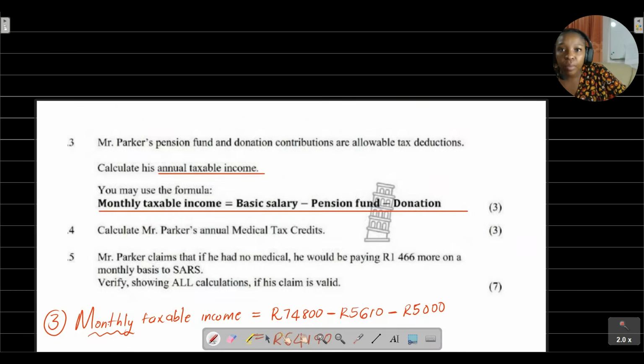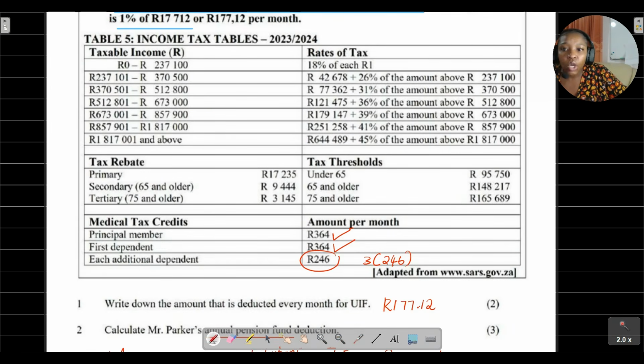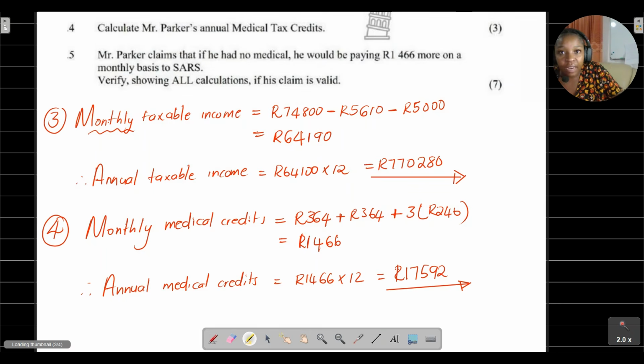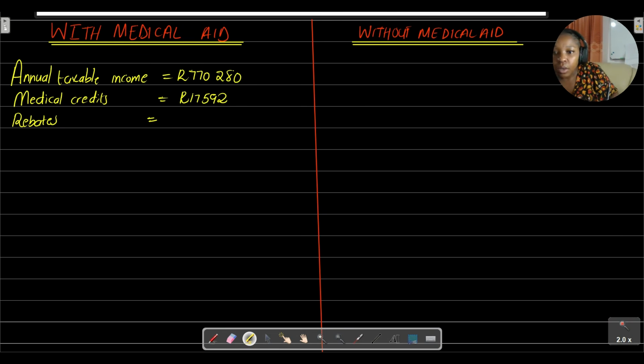So since Mr. Parker is 44 years old, we know that he only qualifies for the primary rebate of 17,235. So I'm just writing everything that I need here so that I don't have to go back and forth. Okay, so he qualifies for the primary rebate of 17,235. This is with medical aid.